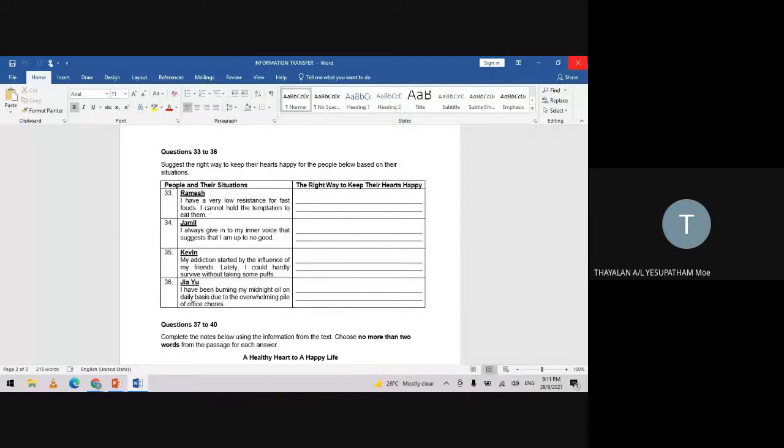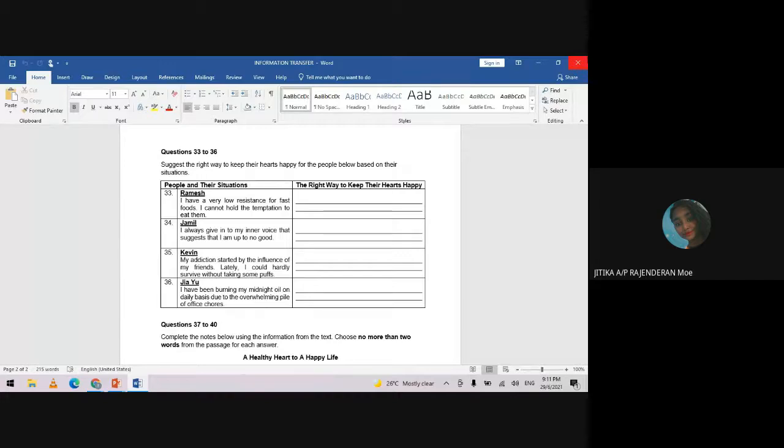Continue reading. People and their situation. Ramesh: I have a very low resistance for fast foods. I cannot hold the temptation to eat them. Jamil: I always give in to my inner voice that suggests that I am up to no good.